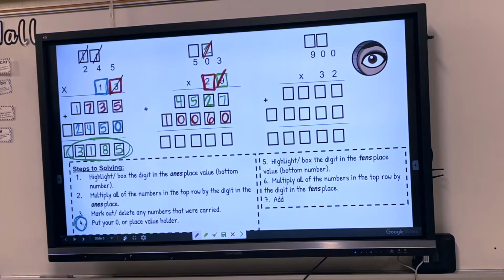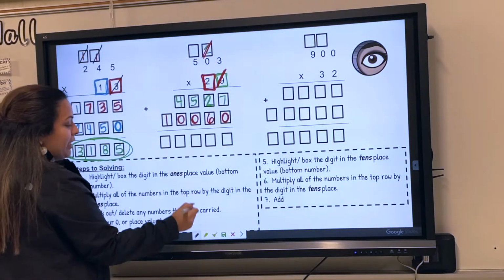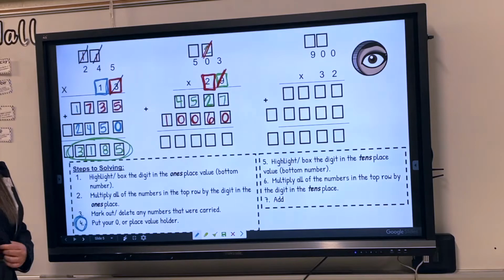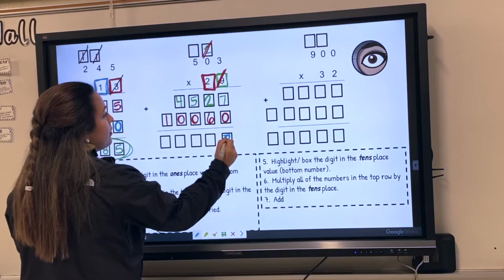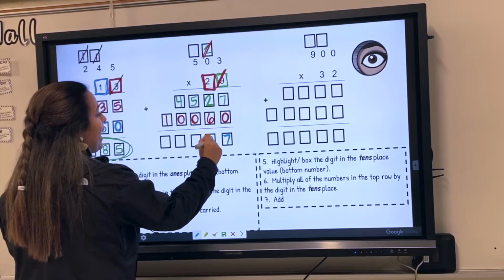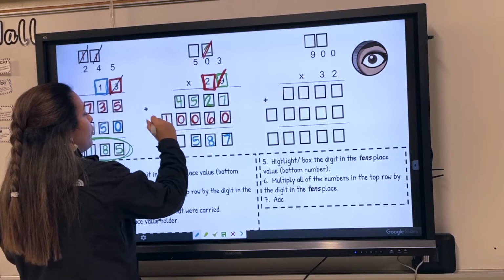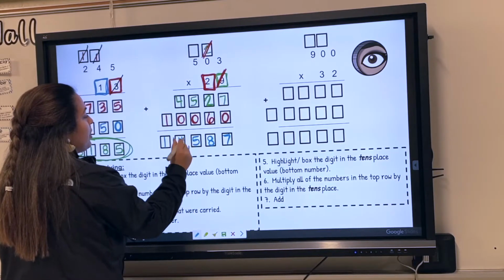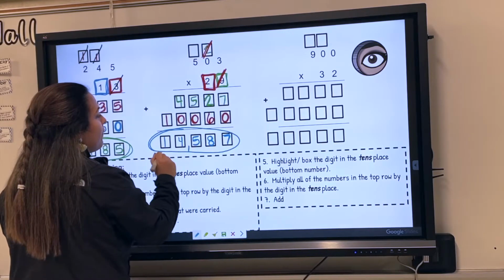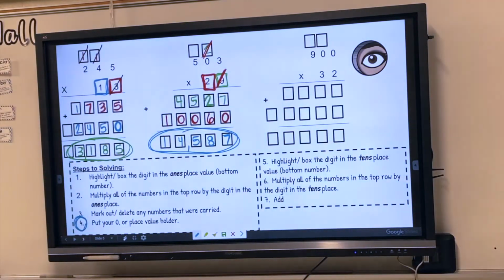I have no more numbers to multiply, so I'm done multiplying. Now I can add the products together to find the final answer. 7 plus 0 is 7. 2 plus 6 is 8. 5 plus 0 is 5. 4 plus 0 is 4. And then just bring down that 1. So our answer is 14,587.